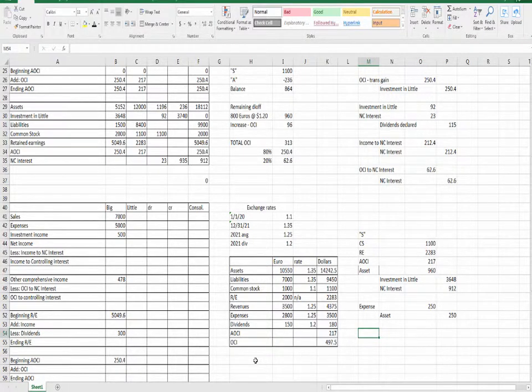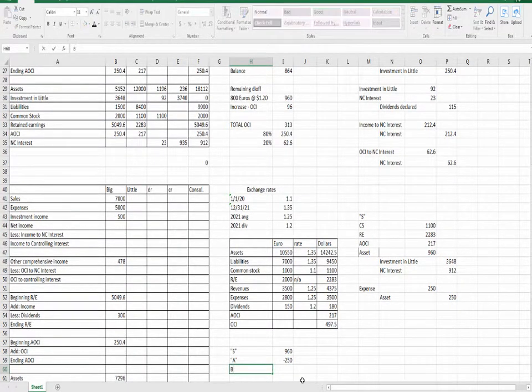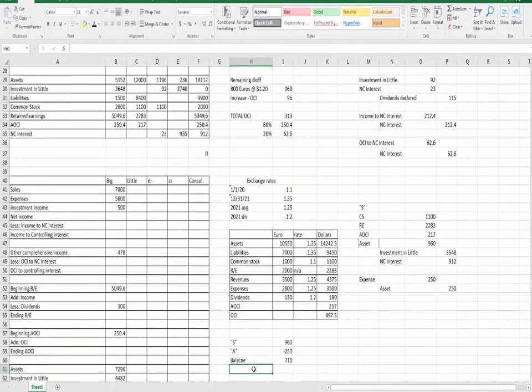And again, we can approach this from a couple of angles. First, looking at our entries, we added 960 to the asset in the S entry. In the A for amortization entry, we took away 250. And so the balance is 710.